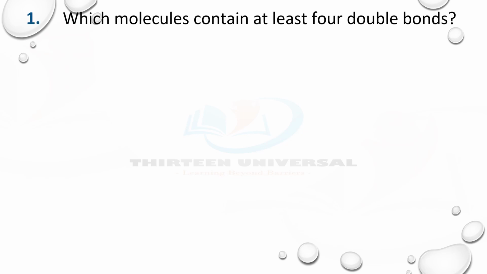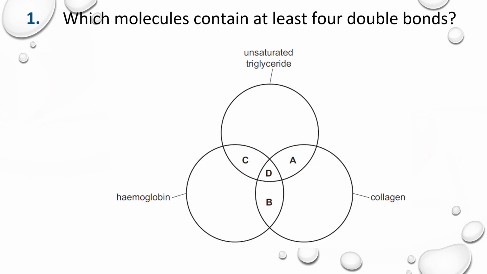So we're going to be looking at all the topics. We have done series 1. Okay, let's look at question 1. It says, which molecules contain at least 4 double bonds? Unsaturated triglyceride, hemoglobin, collagen. Which one do you think? Pause the video and try to solve it.